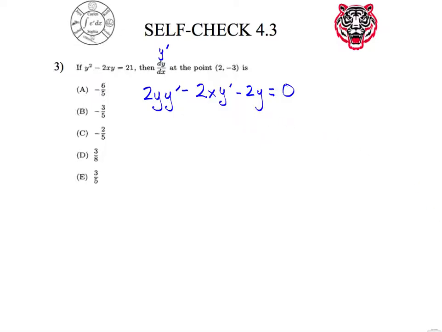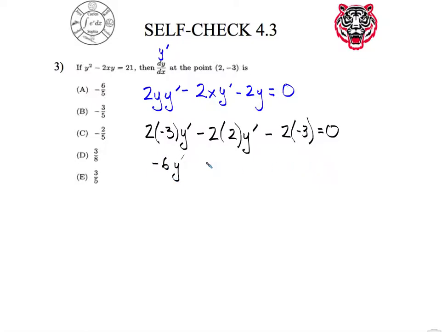All right, what do we do next? Plug in. Yeah, so when we plug in 2 and negative 3, that's going to give us 2 times negative 3 y prime minus 2 times 2 y prime minus 2 times negative 3. All right, and so this is going to be negative 6 y prime minus 4 y prime plus 6 is equal to 0.